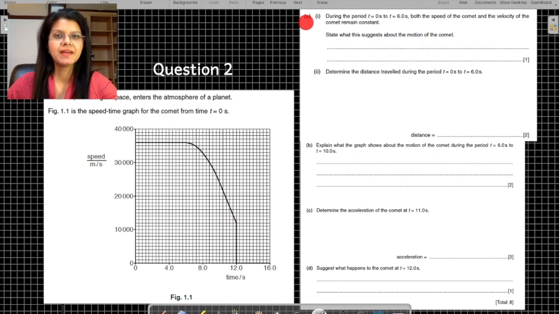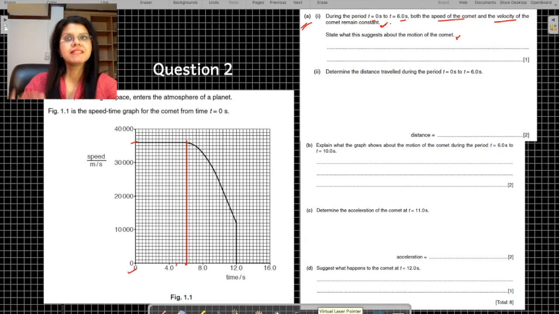Let us come to part A. During the period time t is equal to 0 to time t is equal to 6 seconds, both the speed of the comet and the velocity remains constant. They are saying the speed and the velocity remains constant. Suggest what this suggests about the motion of the comet. So they are talking from this time period, which is 0 till time period 6. So where do you think is 6? So 4, 5, 6. So 6 would be somewhere here.